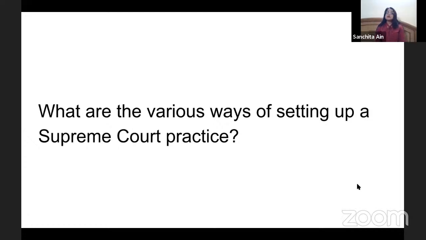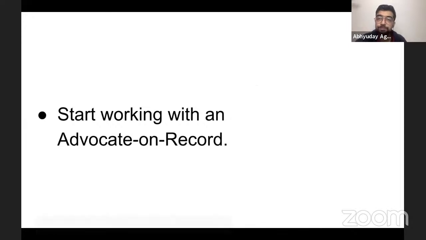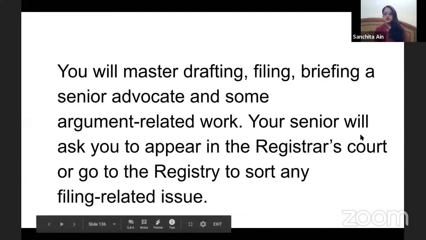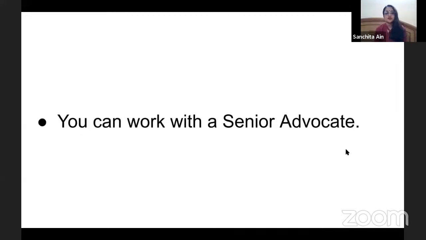So what are the various ways of setting up a Supreme Court practice? This is for newcomers. You can either start working with an advocate on record. This is when you don't have the experience to sit for the AOR exam. Next slide, please. Here you will master drafting, filing, and briefing a senior advocate, and you also get to do some argument-related work. The senior will ask you to appear before the registrar's court. Only junior advocates do that. Seniors don't have time for it. Or you will be asked to go to the registry to sort any filing-related issue. So you get to learn these things there itself. You start arguing at this stage itself.